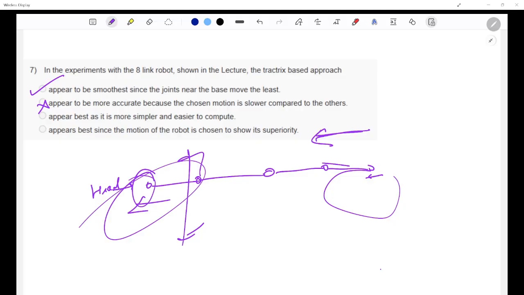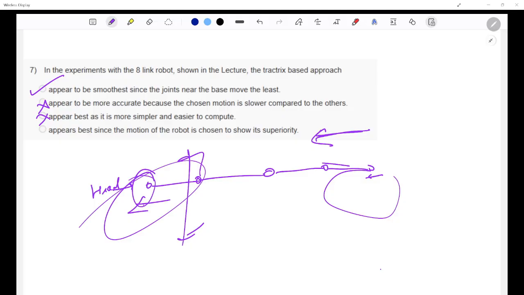Option C is the tractrix so appears best because it is simpler to compute. No, the tractrix approach is not necessarily the simplest algorithm. It involves geometric constraints and the motion propagation is along the links. So the experiment was not demonstrating computational simplicity. Hence it is incorrect. Okay.